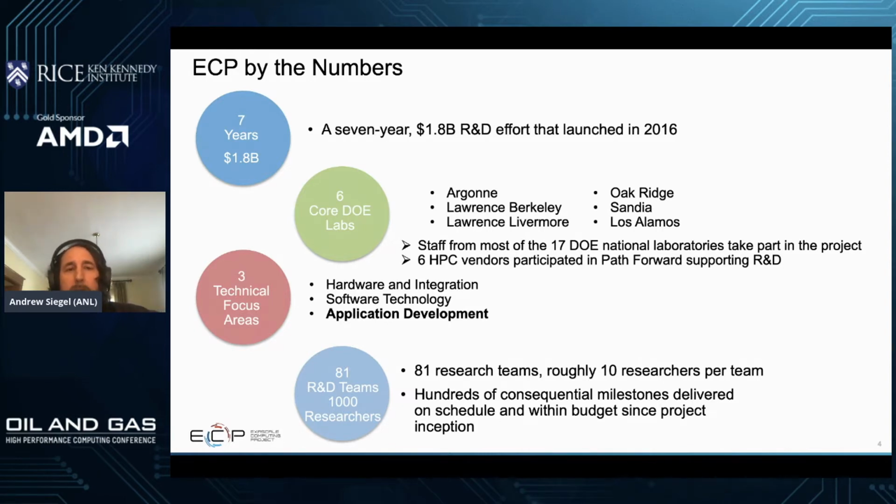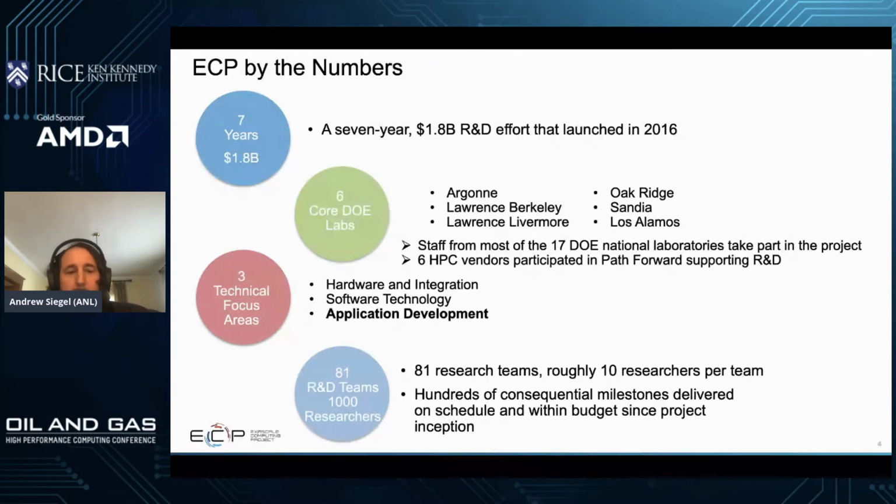There are 3 major technical focus areas in ECP: hardware and integration, which relates to the procurement, integration with the facilities projects, software technology, and then application development. So I highlight application development because that's what I'm focusing on here, and that's what I lead. And just to get a sense of scope, there are 81 research teams total across ECP. Team sizes are roughly 10 researchers on average.